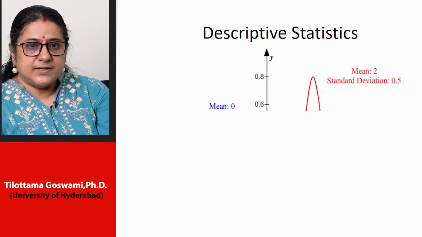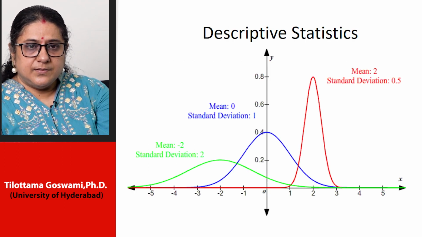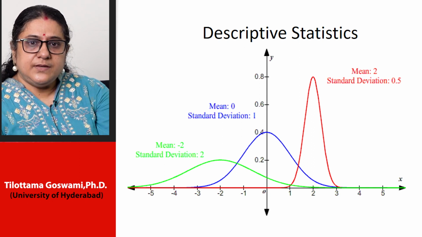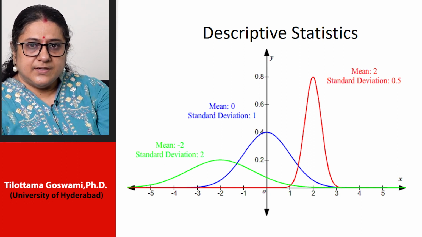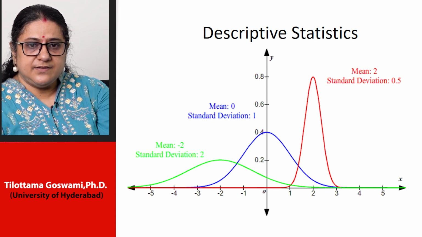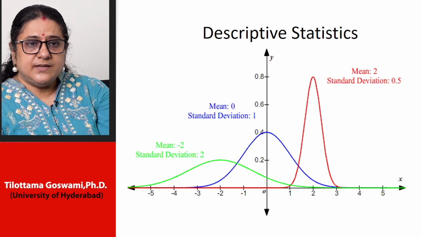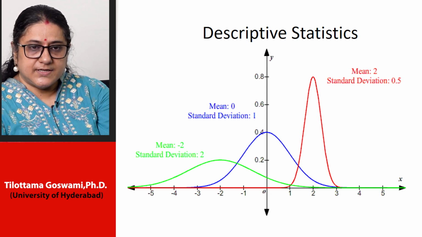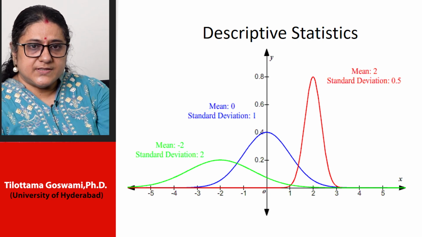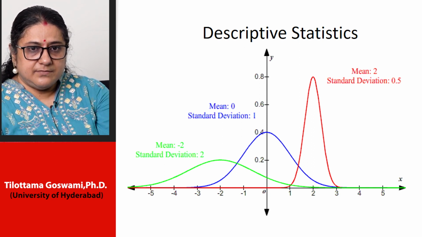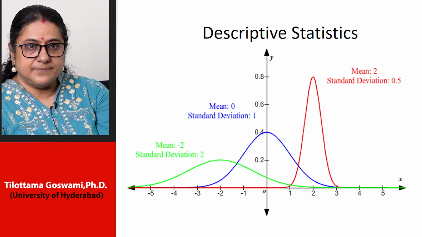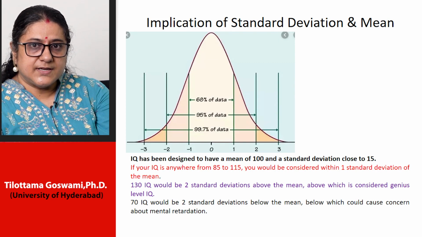In this diagram, there are three curves: green, blue and red. The red mean is equal to 2, which is at the peak, and the standard deviation is 0.5. For the blue, the mean is equal to 0 and the standard deviation is 1. And for the green, the mean is equal to -2 and the standard deviation is 2. The two metrics used are the central tendency metric, which is the mean, and the deviation metric, which is called the standard deviation.